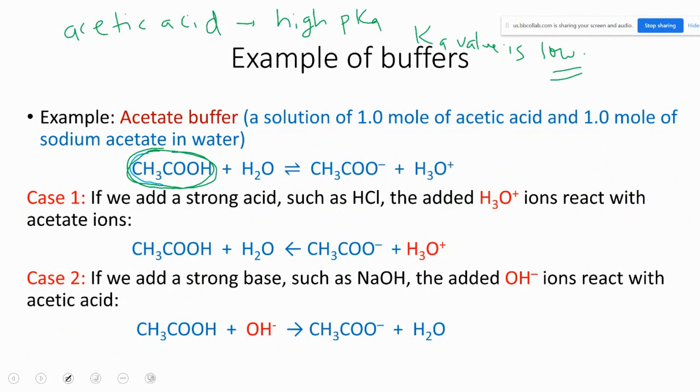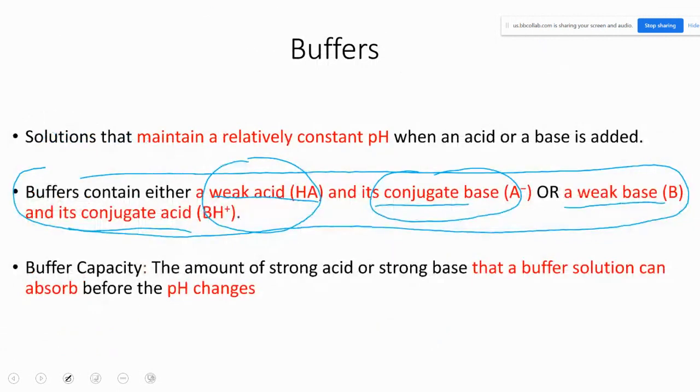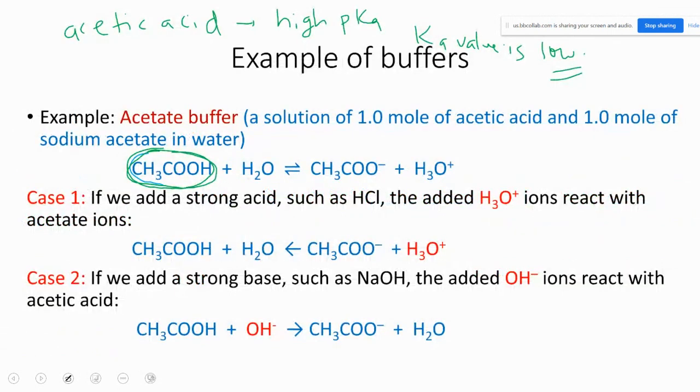Right, so now I'm going to take that weak acid, and my definition tells me I need a weak acid and its conjugate base. The conjugate base of acetic acid, all I do is take off this H, remove the H plus to get my conjugate base. And look at this. This is my conjugate base here. This is my weak acid here, conjugate base here. Now you might be wondering, how can I get that conjugate base here? Do you see how it just says, and 1 mole of sodium acetate?